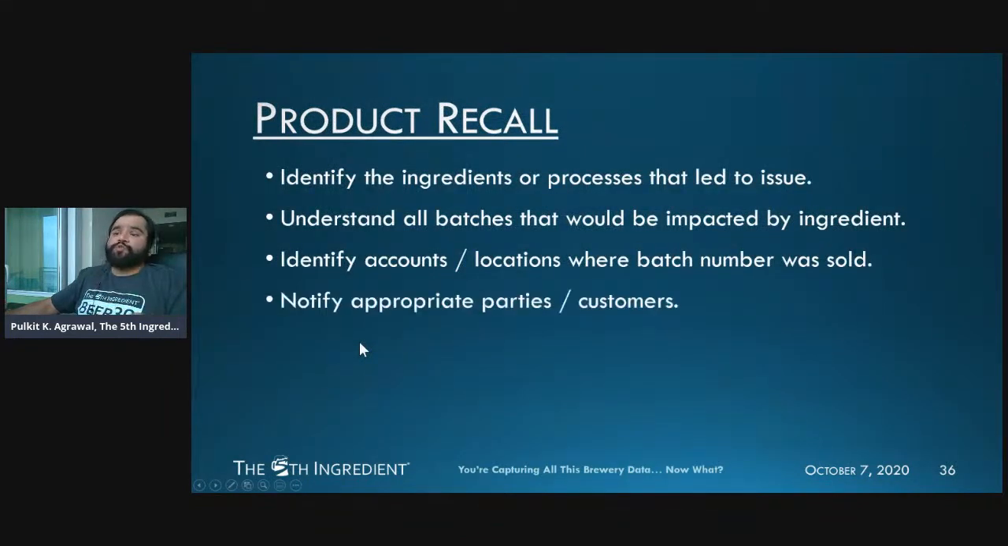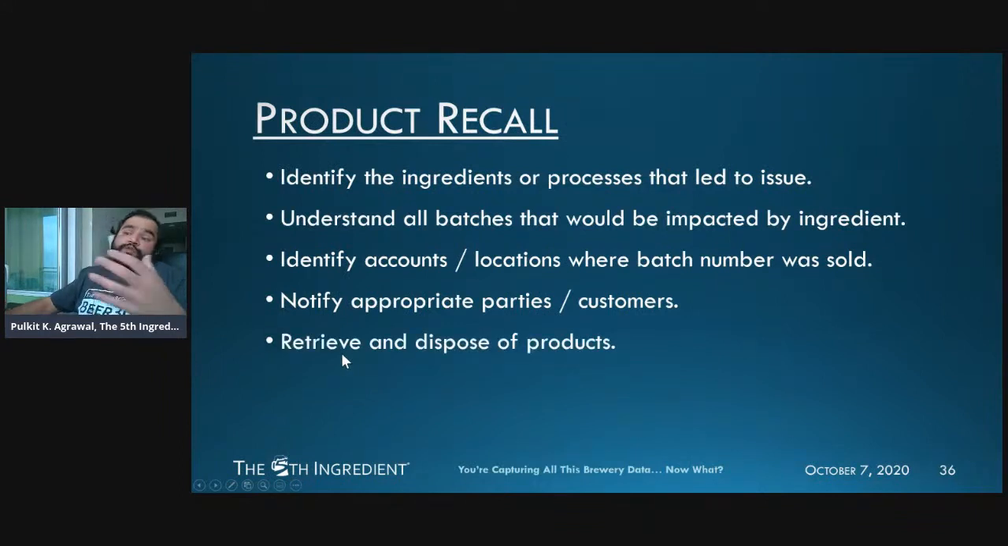And then as part of the product recall step, you've then notified the appropriate parties and customers and then retrieve and either dispose of the product or do whatever else is necessary, right? And so that becomes a way to really approach product recalls, but it's only possible if you've been tracking all this information from start to finish from day one of the brewing process.